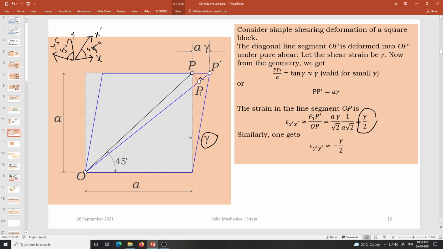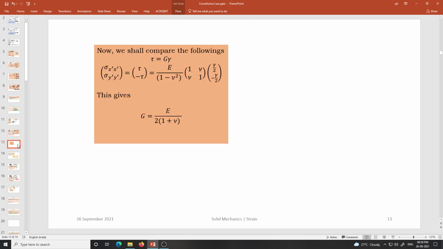Now if we try to use our constitutive law which we have got after setting sigma zz equals to 0, we see that the direct stress values after transformation, whatever we have got, we have substituted here, and it becomes that tau equals E over 2 into 1 minus nu square times 1 minus nu gamma.